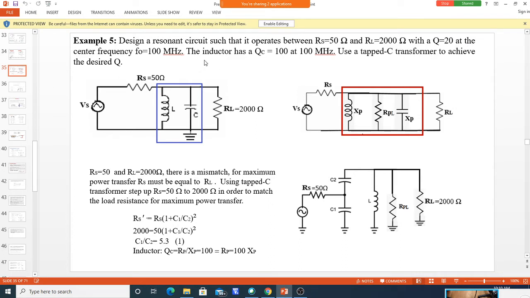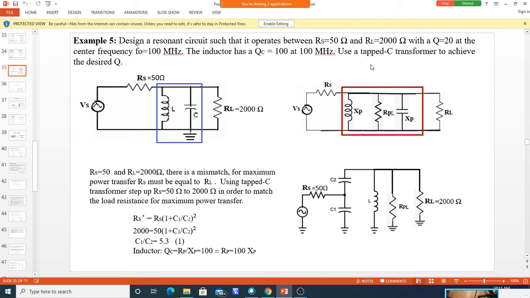One more statement given: the inductor has a quality factor of 100 at 100 megahertz. It is given because quality factor may change with respect to frequency, so at the operating frequency they have given the quality factor of the inductor. A given inductor quality factor of 100 means it is not a perfect inductor. It has a resistance.